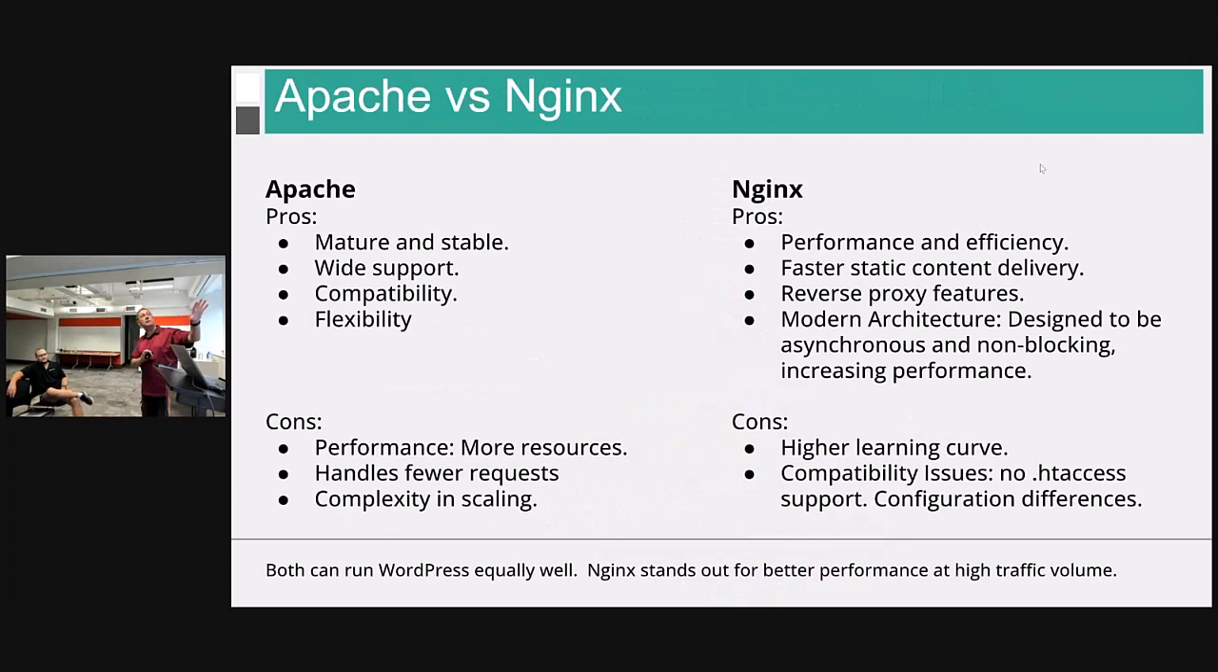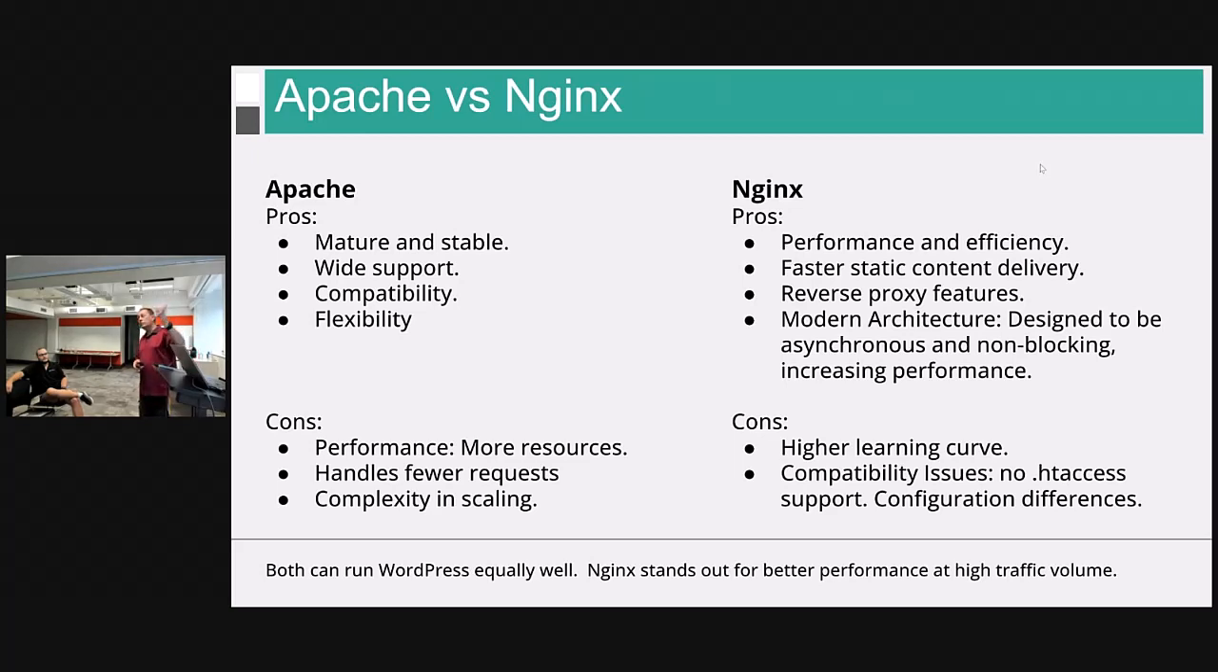If you're asking about Apache versus Nginx, some pros for Apache: it's mature, it's stable, it's been around the block, completely compatible. It's got heaps of modules, so it's totally flexible to do pretty much whatever you want. It has some performance issues if you want to scale up. It handles fewer requests than the other, and it's got complexity in scaling because it's a big thing.